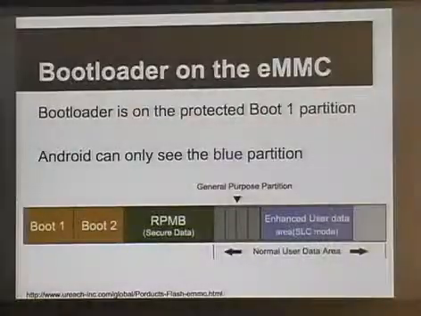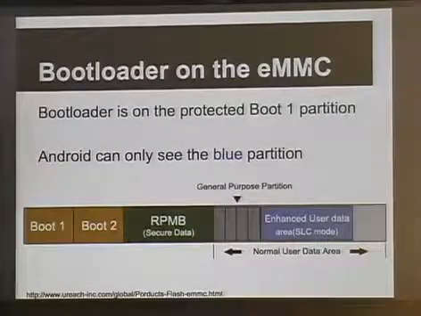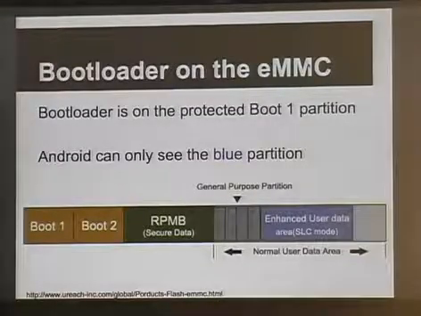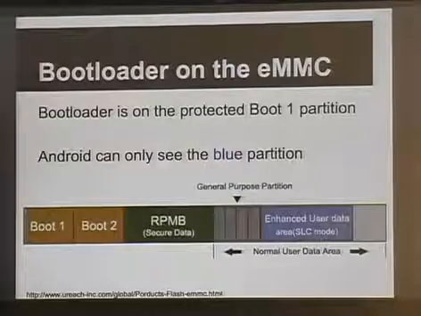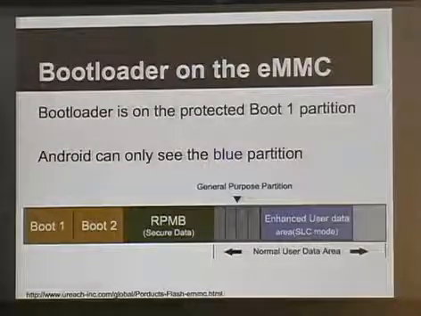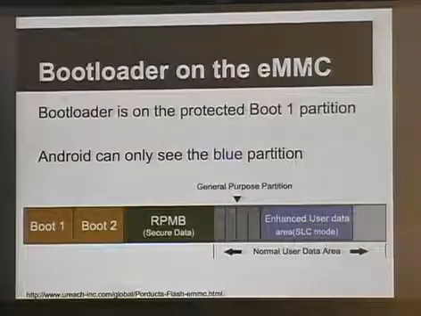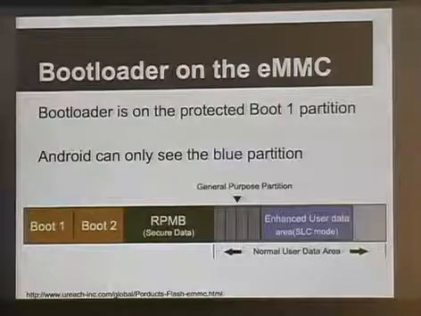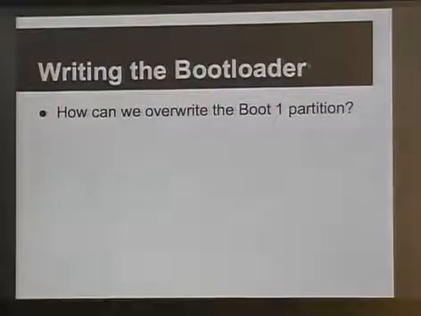To do that, we're going to look at how the bootloader is stored on the eMMC chip, on the internal flash. The bootloader is stored on the boot1 partition, the first one in kind of orange there. Android can only see the blue partition, the user data, as it were. So we need to find some method to write to this boot1 partition and replace the existing bootloader.